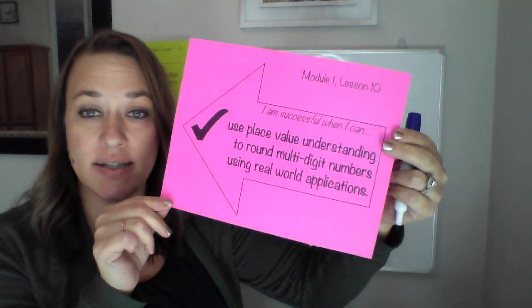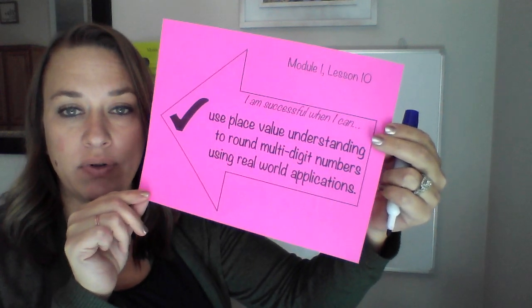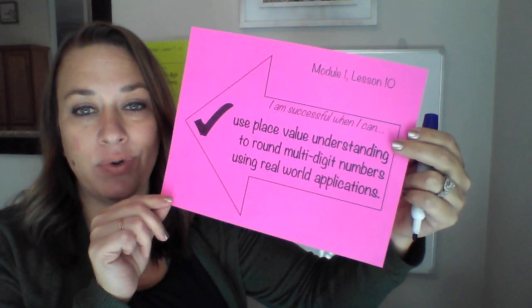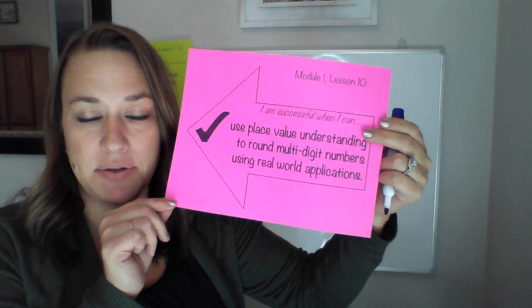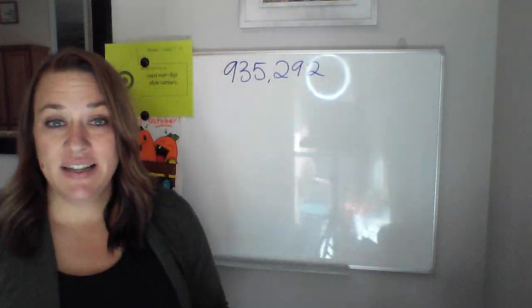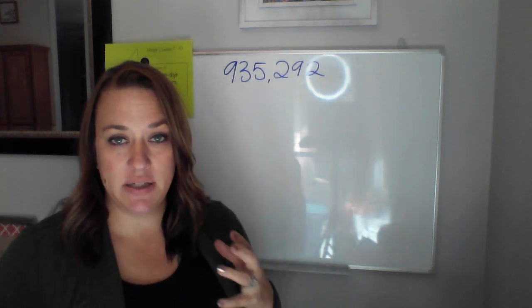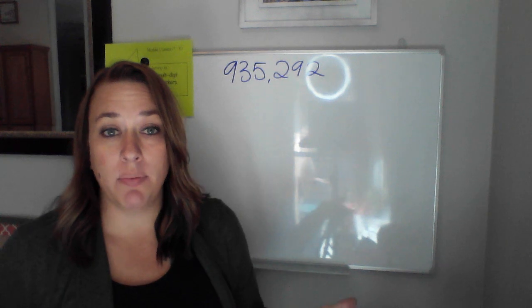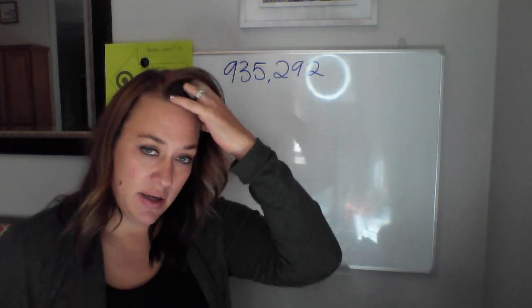This one is I am successful when I can use place value understanding to round multi-digit numbers using real-world applications. And at the end of Lesson 9, I kind of talked about this a little bit. So today we're going to talk about when it is appropriate to round to certain place values depending on what your problem is. What is it that you're trying to solve? What's your answer that you're trying to get to?